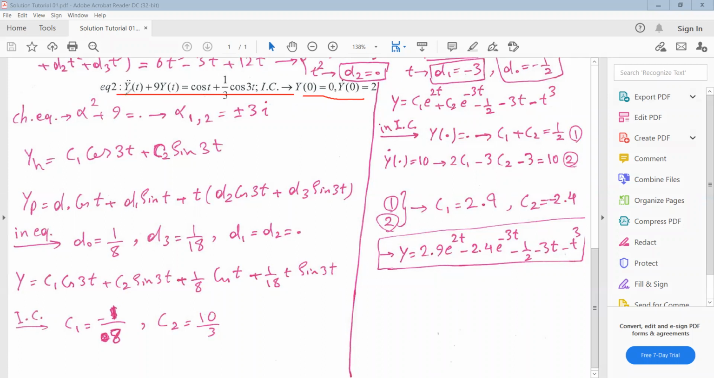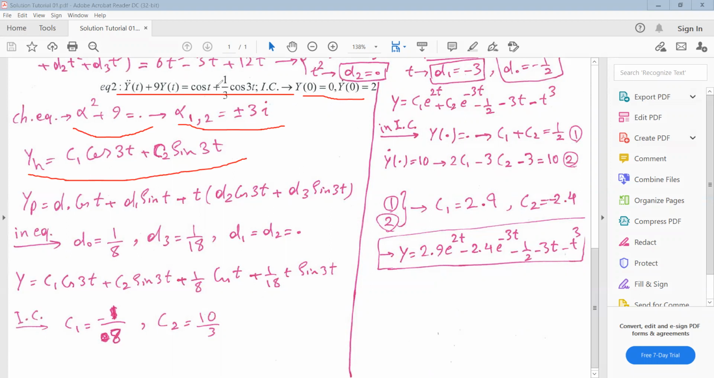We need to form the characteristic equation. This is the characteristic equation: alpha squared plus 9 is equal to 0. So the two roots of this equation are plus minus 3i. So the homogeneous response is C1 cosine 3t plus C2 sine 3t.